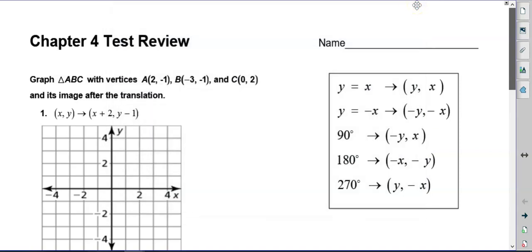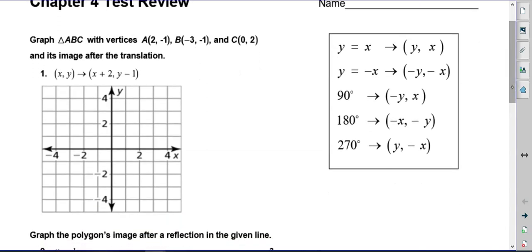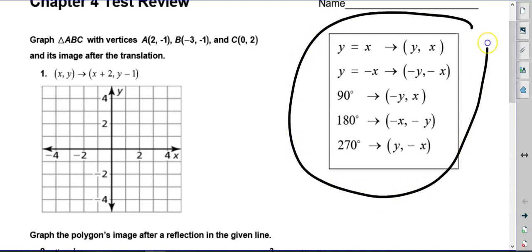All right, test review, chapter 4. So you don't really need this. You have your yellow card, but it is there.